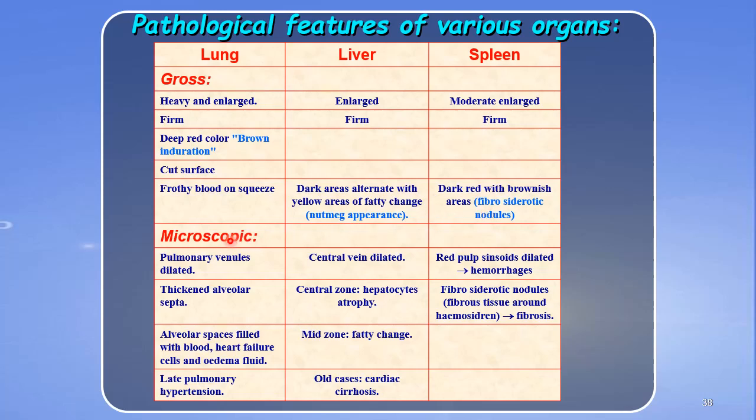As regards the microscopic picture, the most important cells to remember are the heart failure cells, as the alveolar spaces are filled with them. As regards the liver, we can see that the central vein is dilated, the central zone of the liver shows hepatocyte atrophy, and the mid zone shows fatty change. As regards the spleen, don't forget the fibrosiderotic nodules, which are fibrous tissue around hemosiderin. Thank you.